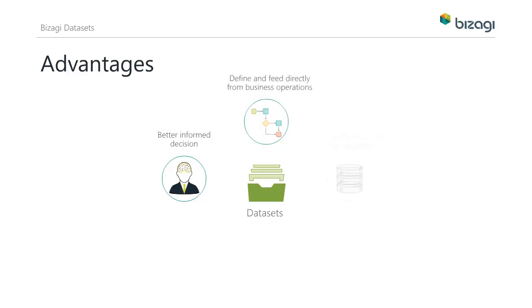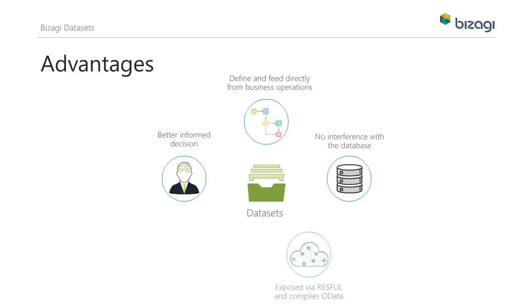If you decide to use Bizagi datasets to create queries or reports, this will not interfere with a transactional database, avoiding performance problems. These datasets are exposed via a RESTful API that complies with the Open Data Protocol, or OData, providing a secure and easy way to set up connections to third-party systems. Each dataset has a development, test, and production environment, with a clear separation from production data.